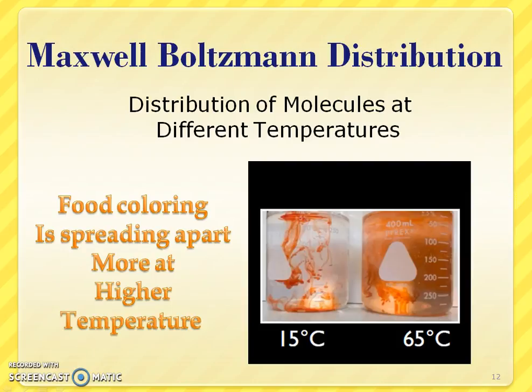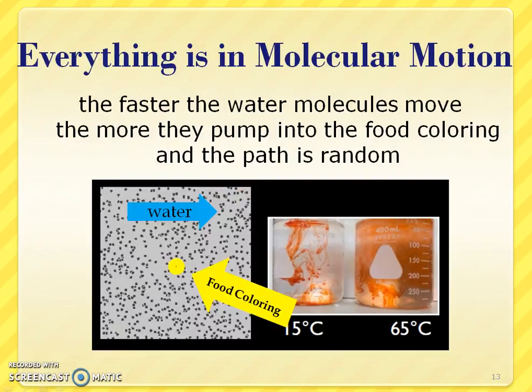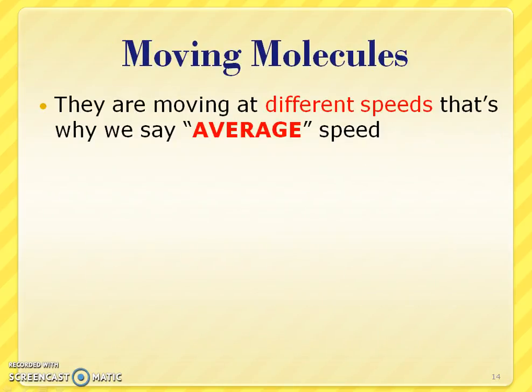So he put that food coloring in 15 degrees Celsius water and 65 degrees Celsius water, and as you notice, the more heat, or I should say the warmer the water, the more those molecules are going to be moving around. So everything is in molecular motion, like we said before. So obviously the faster the water molecules move, the more they bump into the food coloring, and the path is random. So you got your water molecules all over the place, and they are also moving, but they're going to be moving faster at a higher temperature, causing the food coloring particles to be moving also faster, or distributing faster throughout.